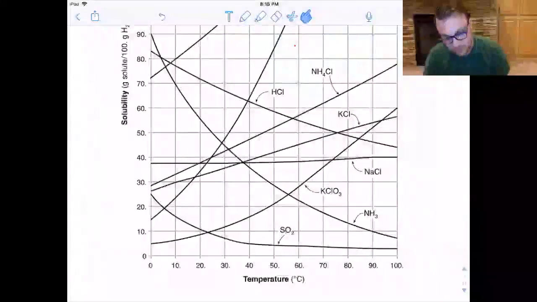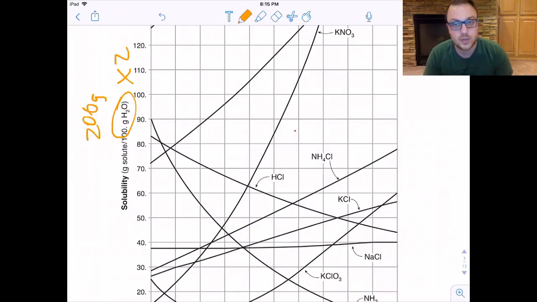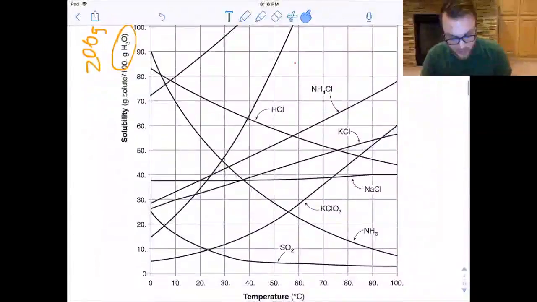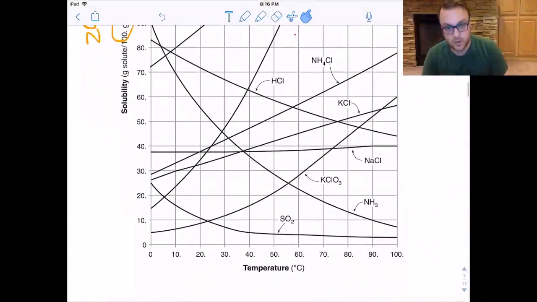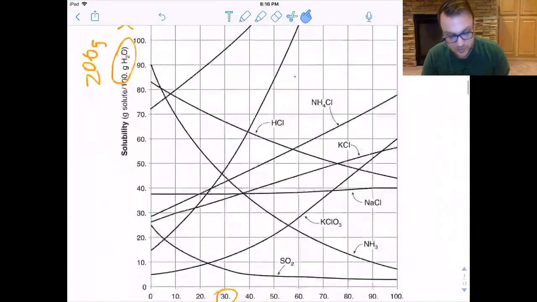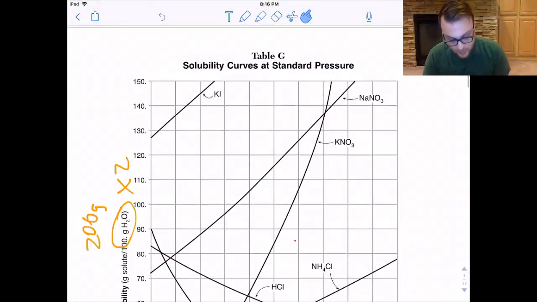Sometimes other tricks they can play is they can change how much water you're dissolving it in. If they change it to 200 grams, just take everything on the y-axis and multiply it by 2. Solve the problem normally. So, what would it be worded like? It could say, how many grams of KNO3 can you dissolve at 30 degrees in 200 grams of water? So, how much KNO3 can you dissolve?